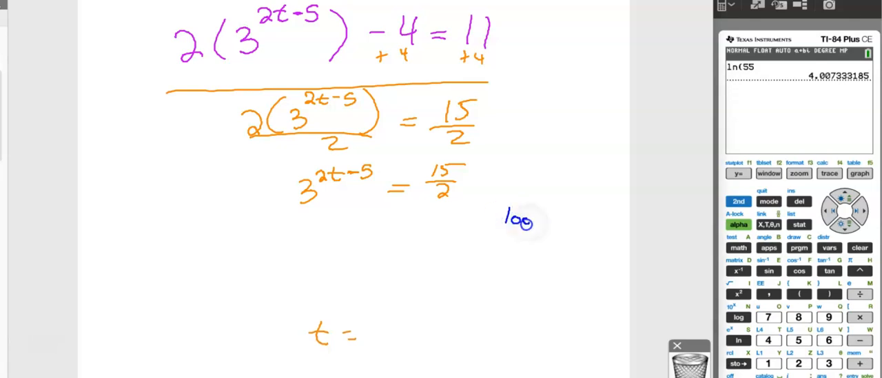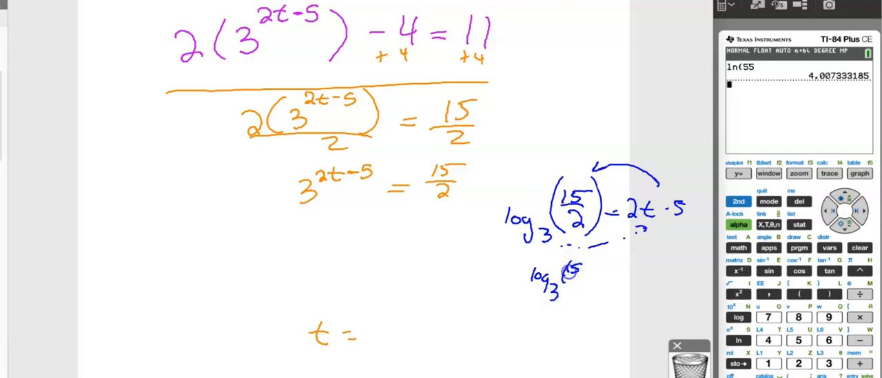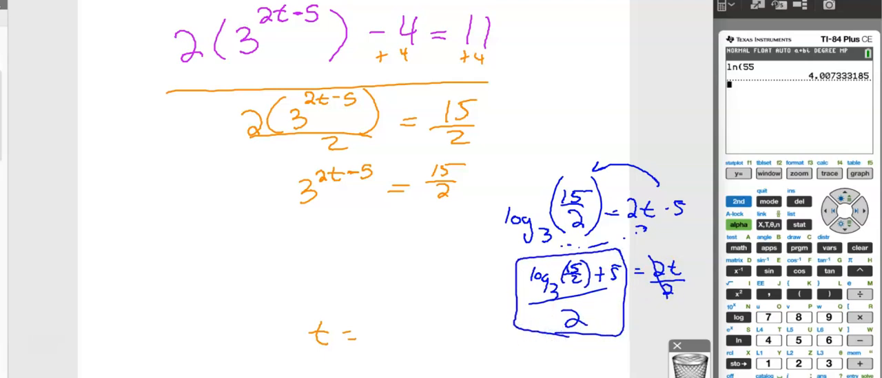You could think of it counterclockwise, so log base 3 of 15 halves equals 2t minus 5. Remember, 3 raised to that power equals that. And then you can easily solve that. Add 5 to both sides. So log base 3 of 15 halves plus 5 equals 2t. And then all you have to do is divide by 2. If you plug all that into the calculator, it's going to give you the decimal approximation.